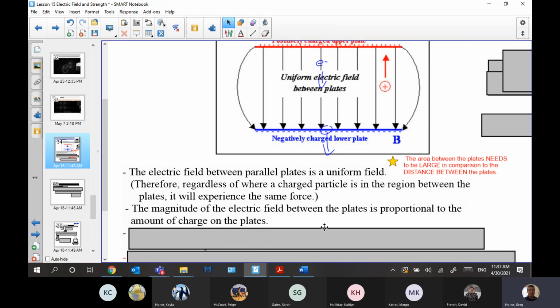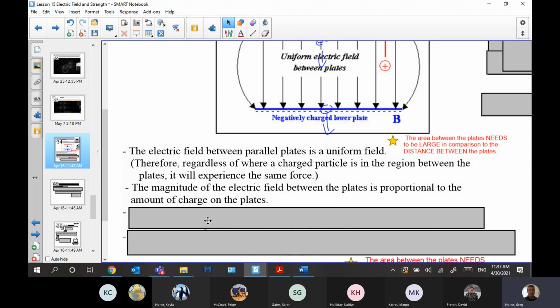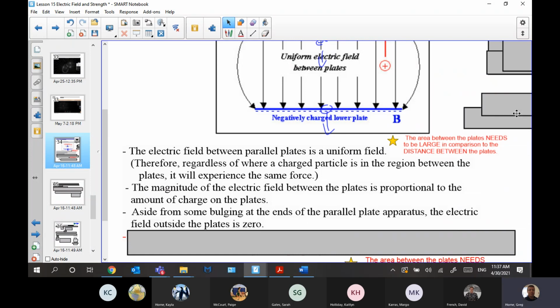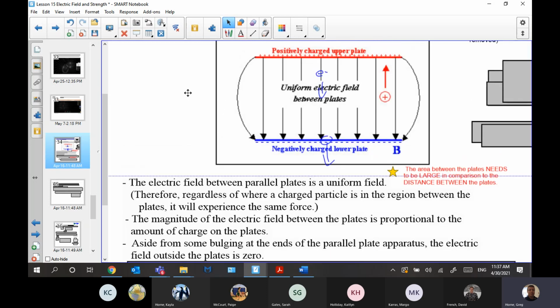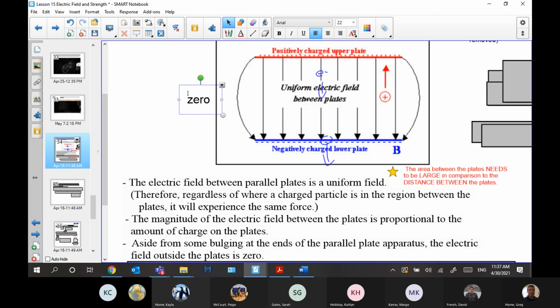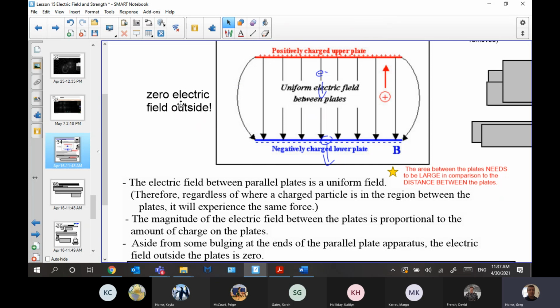The size of the electric field between the plates is proportional to the amount of charge. So the more charge there is, the more force there is. That makes sense, that's not surprising. Aside from the bulging at the ends, the electric field outside of the parallel plates is zero. So you can be fairly close to a parallel plate, and there's maybe a huge electric field between the plates, but right nearby there'd be nothing.